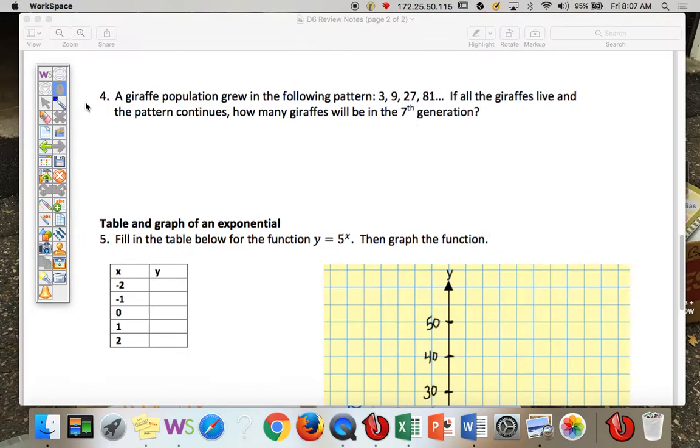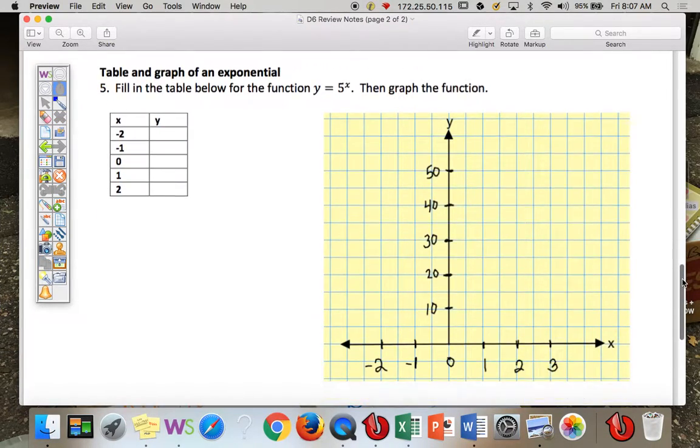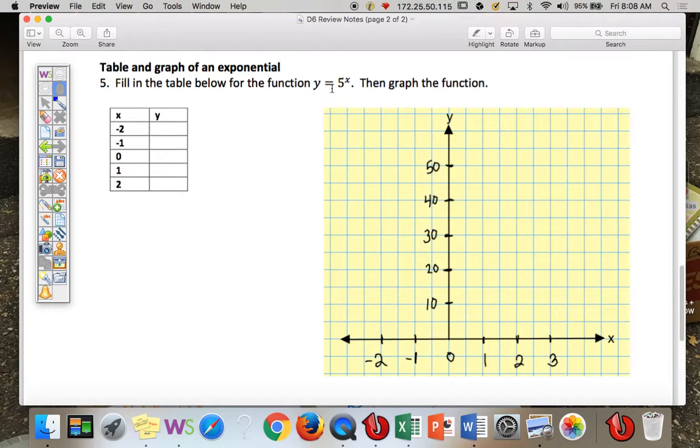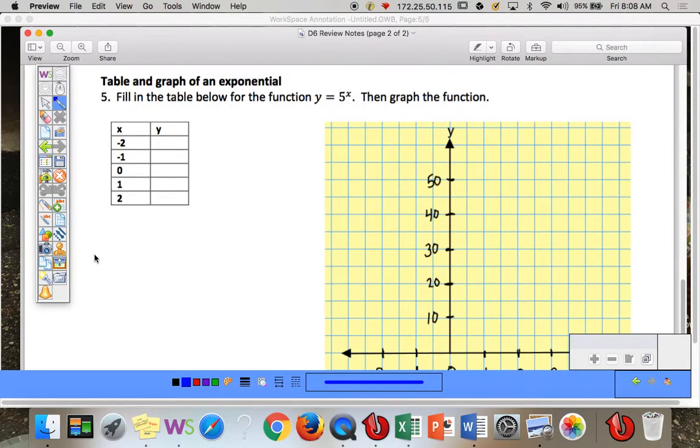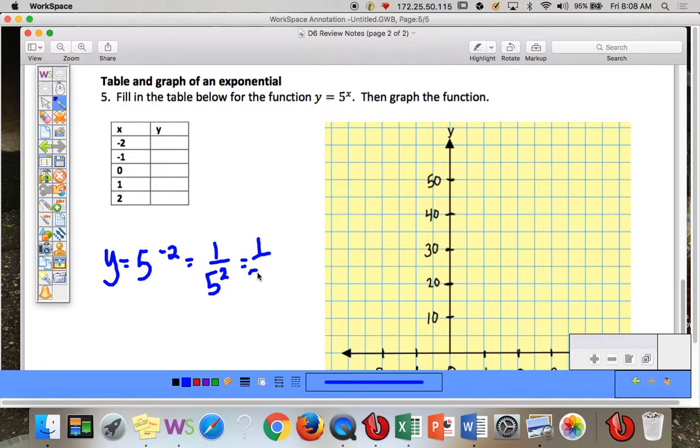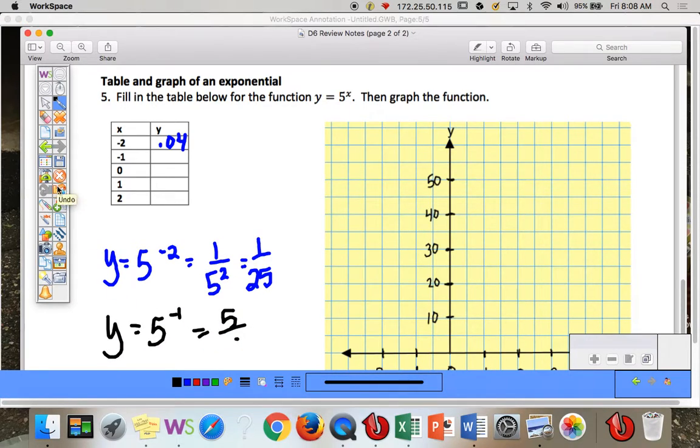We've also taken some time to look at the table and the graph of an exponential. Fill in the following table below for the function y equals 5 to the x, then graph the function. Okay, so the first one, y equals 5 to the negative 2. We know from the exponent unit, this is the same as 1 over 5 squared, which is 1 over 25. If we change that to a decimal, that would be 0.04. The next one is y equals 5 to the negative 1, which is 1 over 5 to the first power, which if we change to a decimal is 0.2.